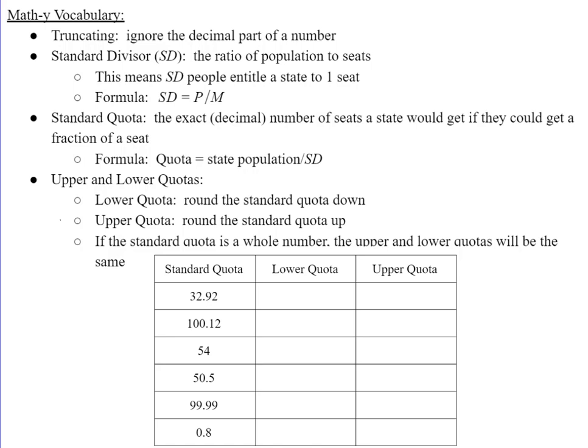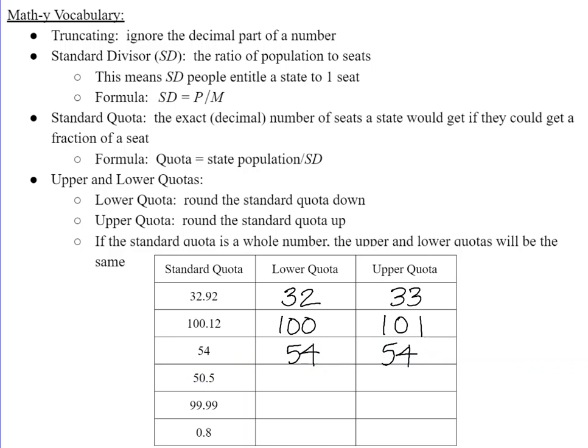So let's look at that part of the example. We'll get into a more complicated example in a minute. So if our standard quota is 32.92, our lower quota, you round down, is going to be 32. The upper quota, if you round up, is 33. That's it. So if we go through this chart, for the standard quota of 100.12, our lower quota is 100, our upper quota is 101. For 54, since that's a whole number, both the upper and lower quota are going to be the same because there is no decimal, so we can't round it.